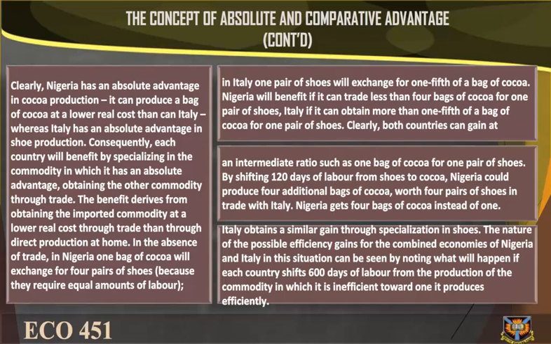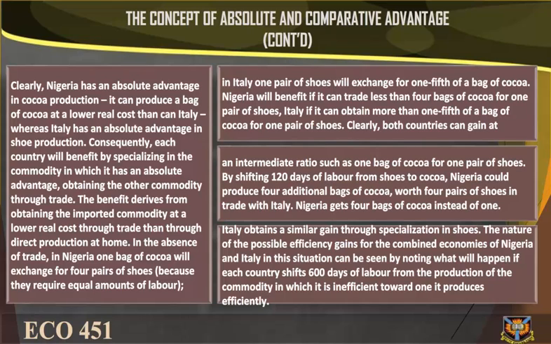Clearly, both countries can gain at an intermediate ratio such as 1 bag of cocoa for 1 pair of shoes. By shifting 120 days of labor from shoes to cocoa, Nigeria could produce 4 additional bags of cocoa worth 4 pairs of shoes in trade with Italy. Nigeria gets 4 bags of cocoa instead of 1. Italy obtains a similar gain through specialization in shoes.